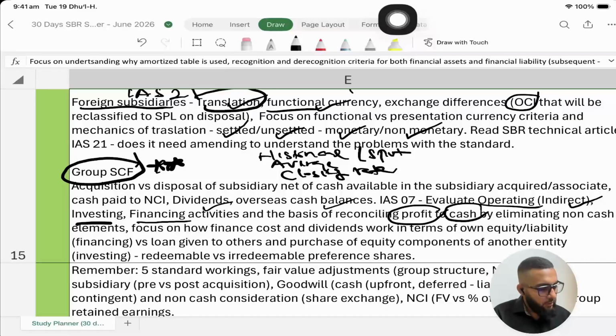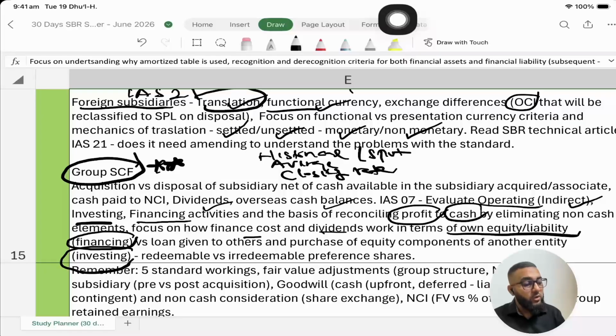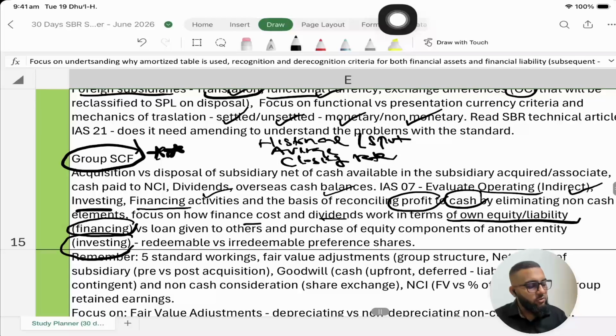Okay? Right. And then focus on how finance costs and dividends work in terms of own equity versus liability, right? Versus loans given to others and purchase of equity components of another entity, right? How the dividends and finance cost affect the financing section when it's own equity or liability, but how it affects the investing section when the loan is given to others and you receive interest. Okay, how that's going to affect the investing. Okay, then you also need to be able to distinguish between redeemable versus irredeemable preference shares.